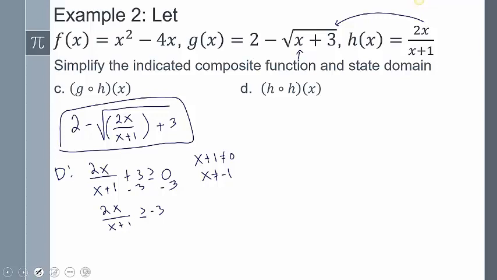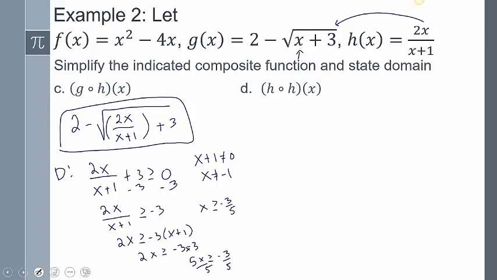Multiply both sides by x plus 1. I get 2x is greater than or equal to negative 3x minus 3, and that gives me 5x is greater than or equal to negative 3. Divide both sides by 5. I get x is greater than or equal to negative 3/5.